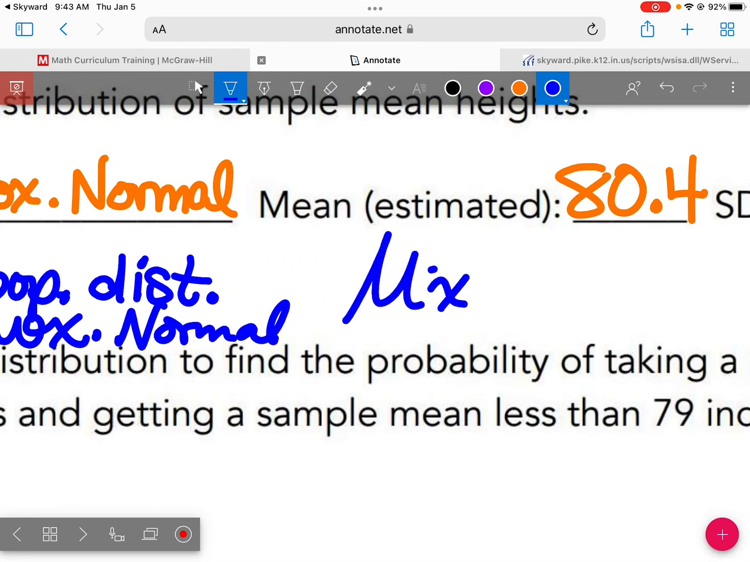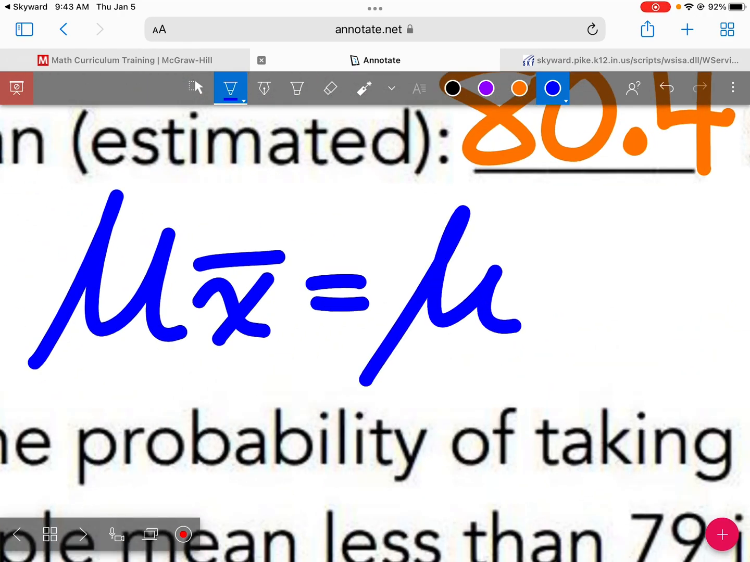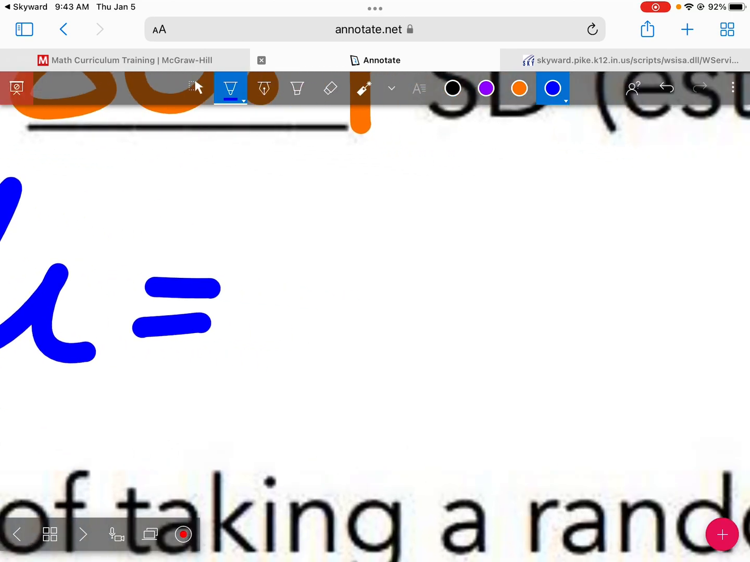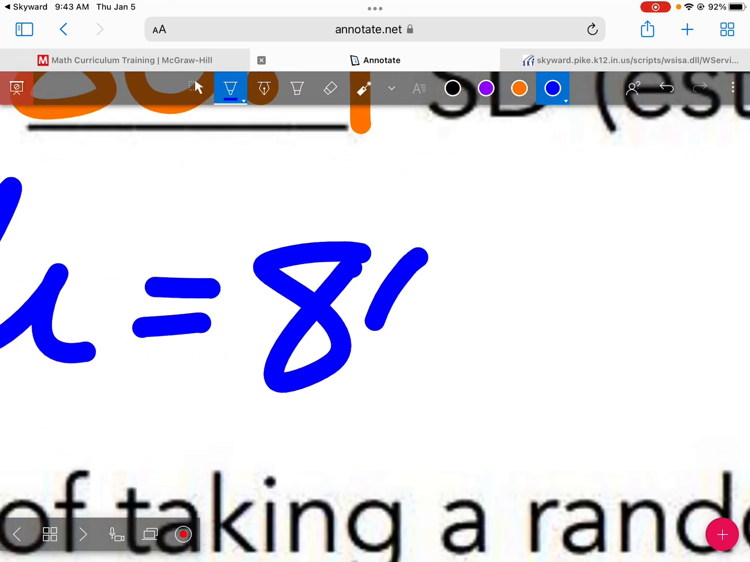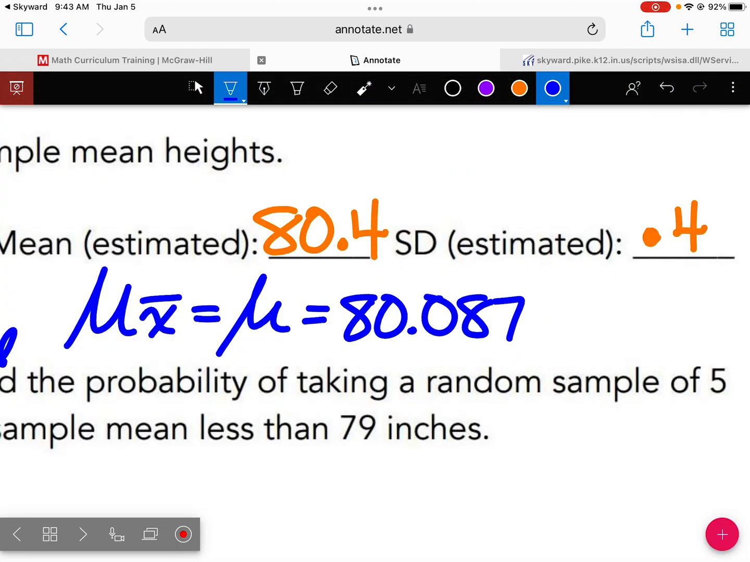The mean of x bar is going to be the mean of my population. What was the mean of our population? 80.087. So this is what we're going to use instead of this. We did an estimate based on our graph, but this is what we're going to use as the mean.